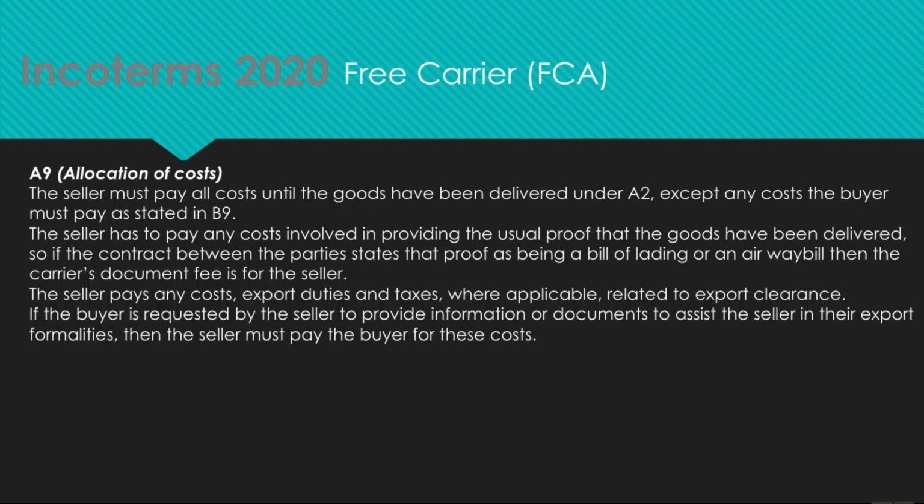A9. Allocation of costs. The seller must pay all costs until the goods have been delivered under A2, except any costs the buyer may pay as stated in B9. The seller has to pay any costs involved in providing the usual proof that the goods have been delivered. So if the contract between the parties states that proof as being a bill of lading or an airway bill, then the carrier's document fee is on the seller. The seller pays any costs, export duties, and taxes, where applicable, related to export clearance. If the buyer is requested by the seller to provide information or documents to assist the seller in their export formalities, then the seller must pay the buyer for these costs.